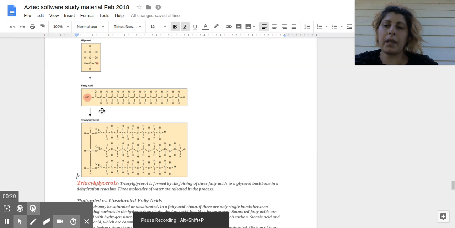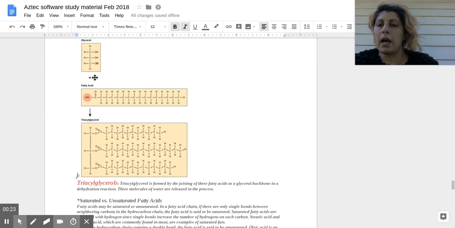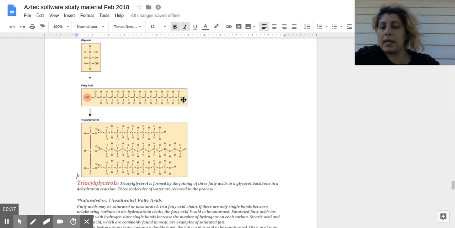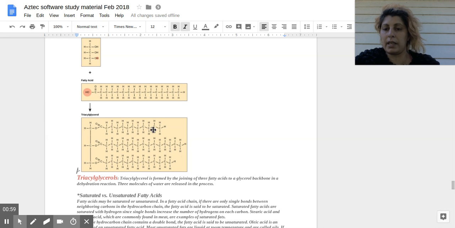So again, glycerol, which is three carbons, five hydrogens, three hydroxy groups, plus a fatty acid chain, which is carbons linked up to each other in three fatty acid chains, and a glycerol backbone in a dehydration reaction where three water molecules are lost forms a fat molecule. Triacylglycerol is another word for fat molecule. That's what it looks like.